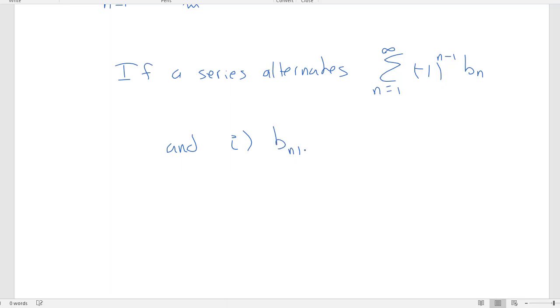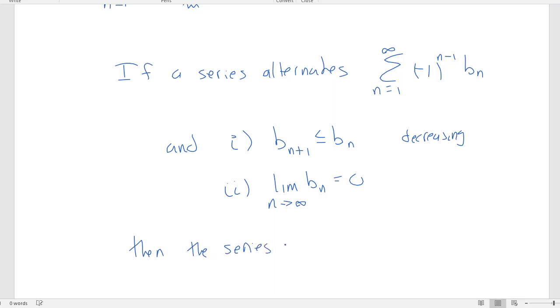So first of all, if the terms decrease, so this says that the terms are decreasing, and if the terms go to 0, then the series will converge. Now we need both conditions to be met. We can't have just one and not the other. We need both conditions to be met. So the terms are decreasing and the terms are going to 0.